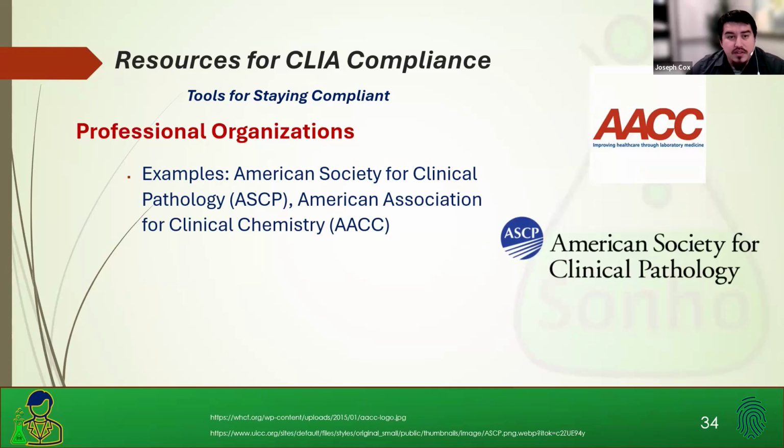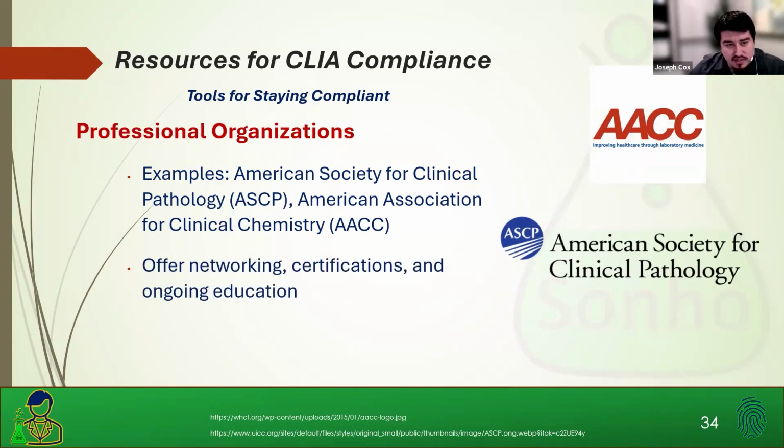A few examples are the American Society of Clinical Pathology, or ASCP, and the American Association for Clinical Chemistry, or AACC. These offer networking and certifications, as well as ongoing education. So it's important to maintain your continuing education credits, as well as your professional organizations. Some states require you to be certified or to be members of organizations as part of their compliance, as part of certification.